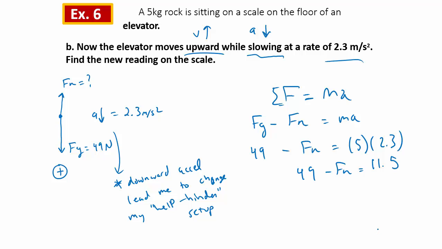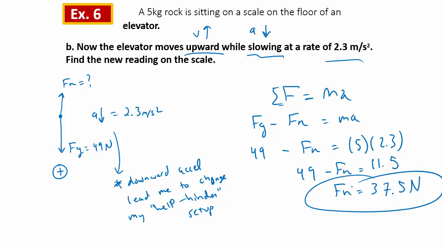And so now we'll notice that when I get 49 to the other side and divide both sides by -1, we're going to get the normal force is now less than what it was when I was just on the scale normally. And now the scale actually reads 37.5 newtons. So when this supporting force is less than our weight, then we actually feel lighter. We kind of feel this light, weightless feeling as the scale is not pushing as hard as it used to. So there we have it.